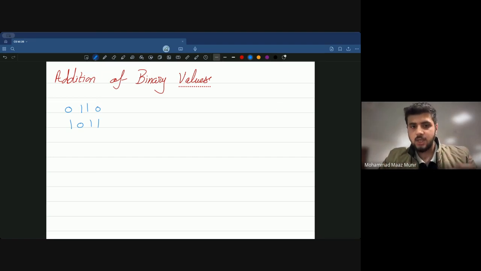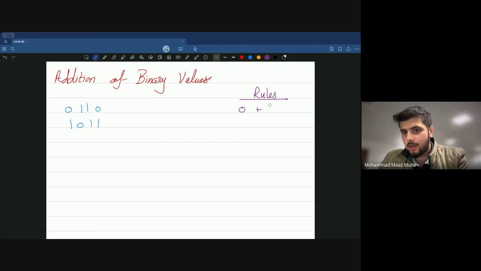What are those rules? Definitely, we don't have 1, 2, 3, 4, 5, 6, 7, 8, 9. Neither can I figure out which 1 is being talked about, which 2, which 3. For that reason, the computer scientists defined some specific rules. They said, if you're adding 0 and 1, your answer has to be 1. Just like that, if I'm adding 1 and 0, the answer is again going to be 1. But if I'm adding 0 plus 0, the answer is going to be 0.